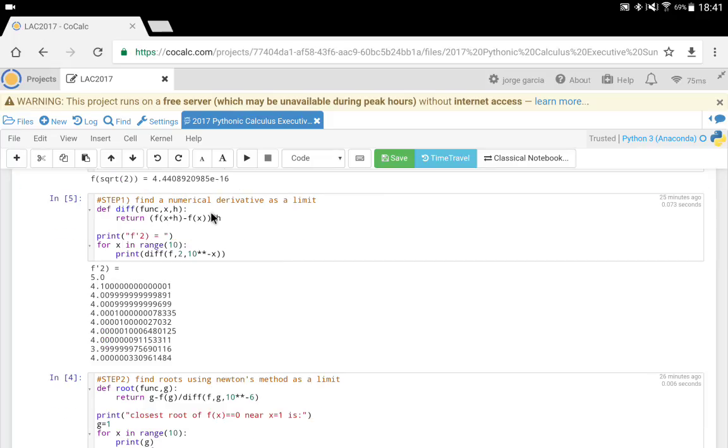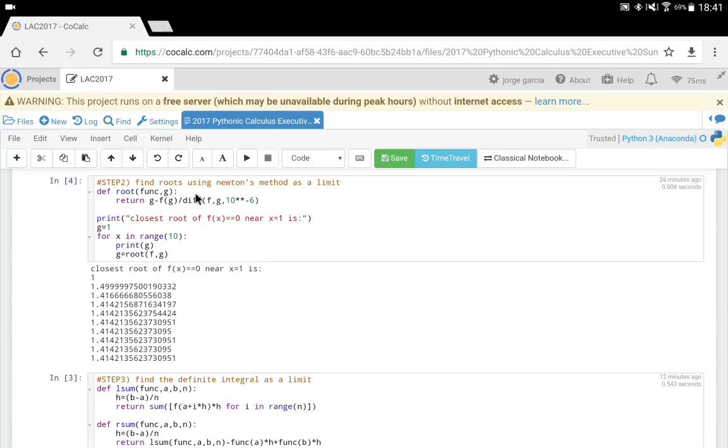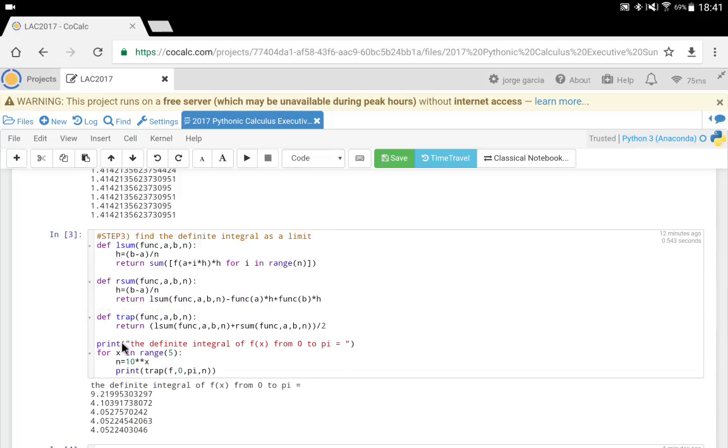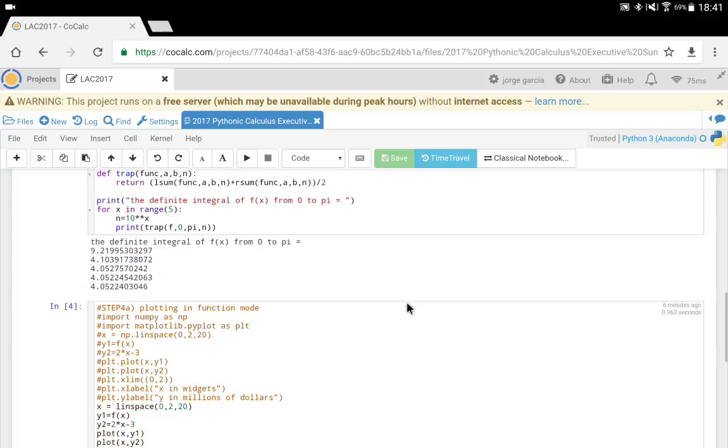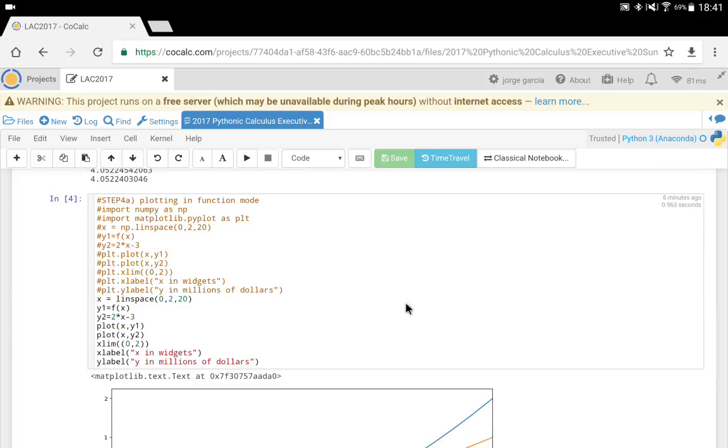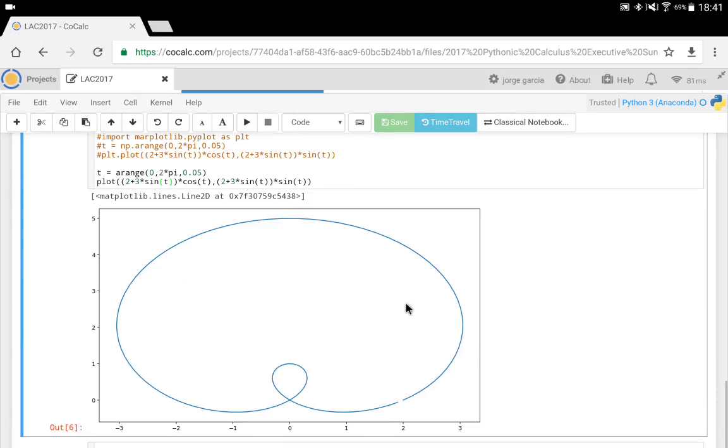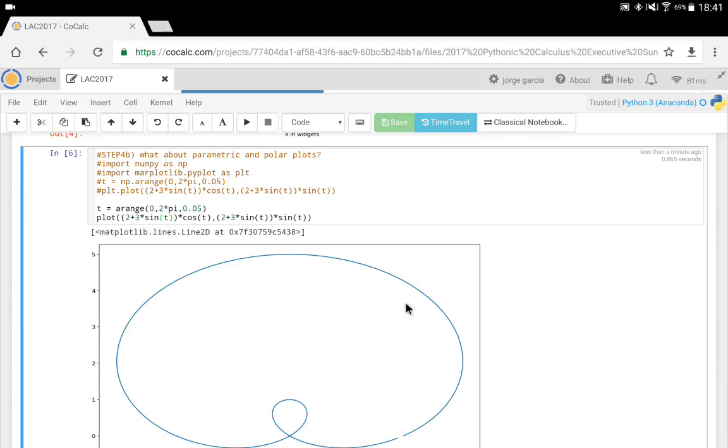So, there's setting up your functions and your imports. There's doing numerical derivative. There's doing numerical roots using Newton's method of the numerical derivative. There's a trapezoidal sum using a right sum and left sum, and your list comprehensions and your sum of a sequence and so on. And there's your function mode graphing, and there's your parametric mode graphing, which you could use to do polar graphing too. And so that's it. All right, so I think we're done.